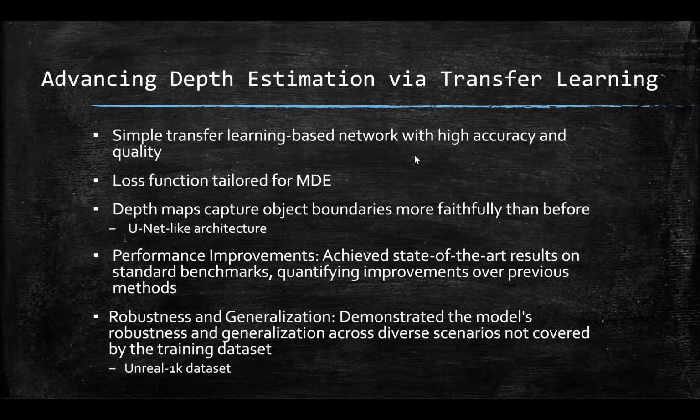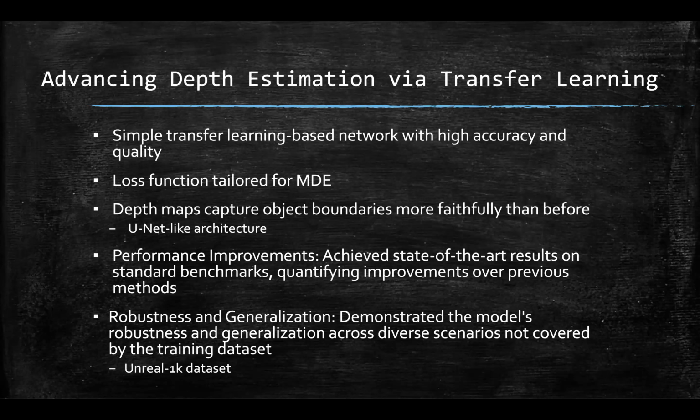Okay, here are some bullets regarding the results of the paper. The authors made a simple transfer learning based network with high accuracy and quality. They introduced a loss function tailored for monocular depth estimation, so that maps capture object boundaries more faithfully than before. Concretely, they used a UNet-like architecture, which was originally designed for semantic segmentation. But both those tasks are dense prediction tasks.